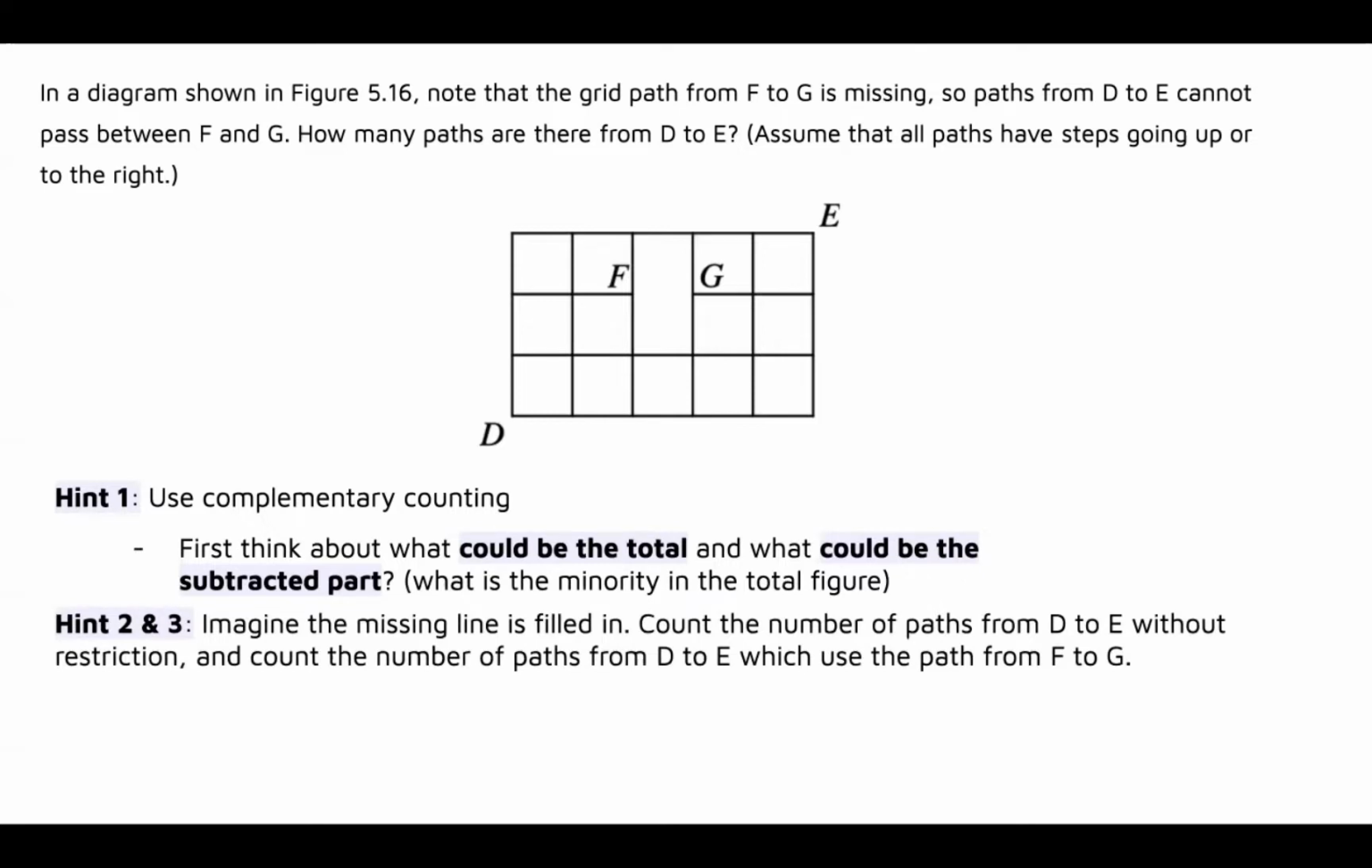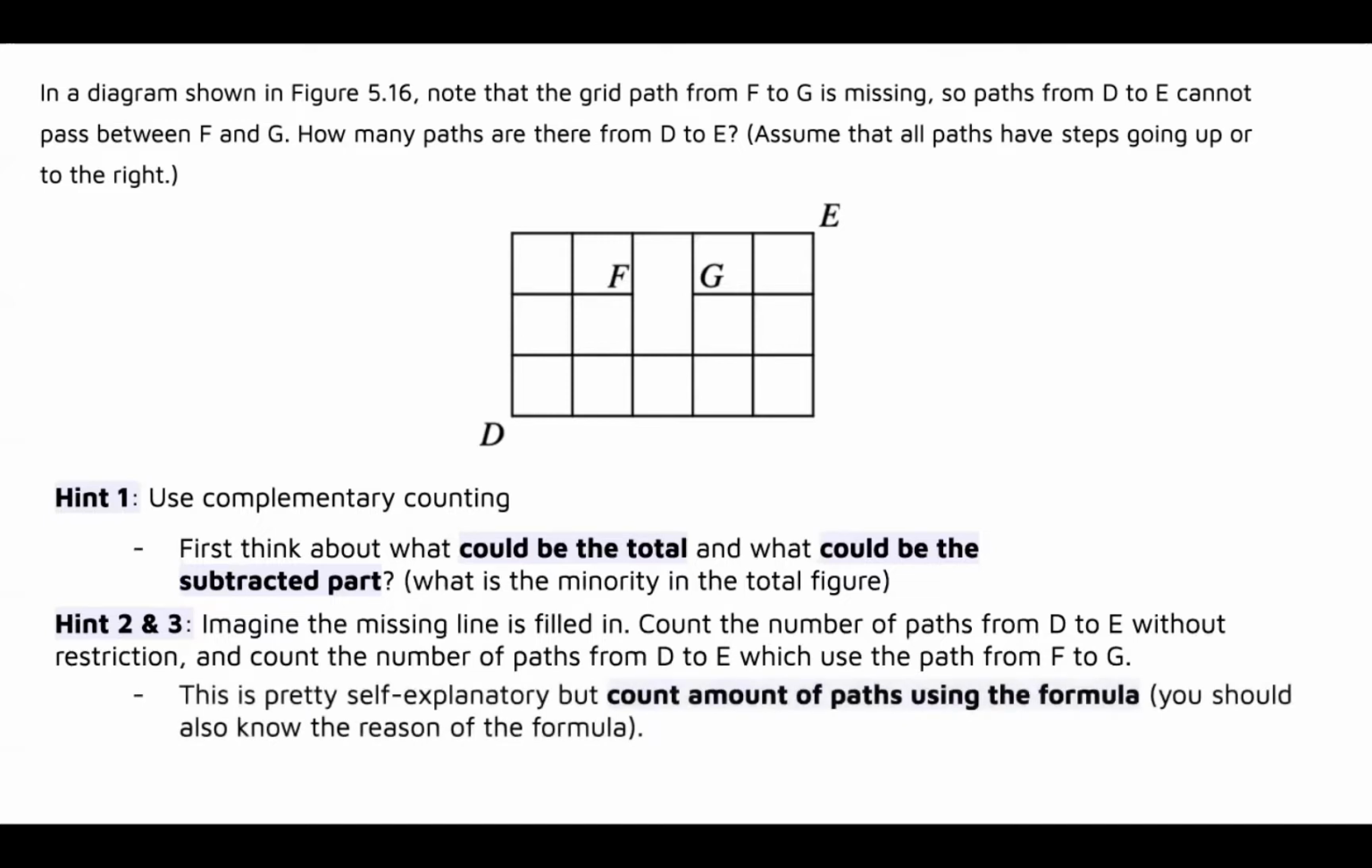The second one reads, imagine the missing line is filled in. Count the number of paths from D to E without restriction, and count the number of paths from D to E which use the path from F to G. So what it's really saying is fill in FG and do complementary counting. Hint number 2 is just explaining the idea of complementary counting in this example.